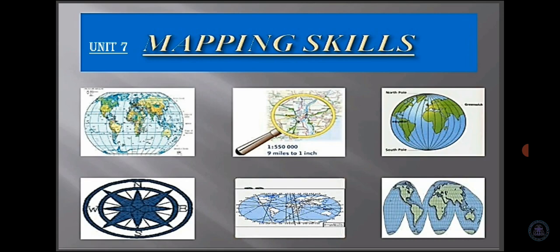Map is the basic tool of a geographer. It illustrates the Earth's surface clearly and effectively through a combination of drawing, words, and symbols. Thus, maps form an integral part of teaching geography. Map is a location guide.